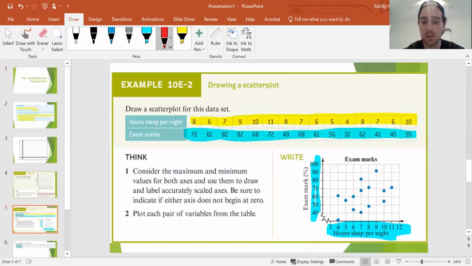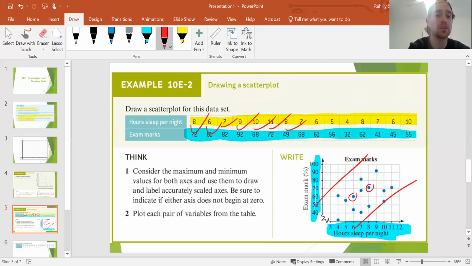So we have 8 hours and they scored 72, which is there. 6 hours scored 61, which is there. Then it's just a matter of plotting off all of these like they have done. Then you would look at this. What's our trend? It's positive because we are trending up. The more hours you spend sleeping, the higher your exam marks are going to go.